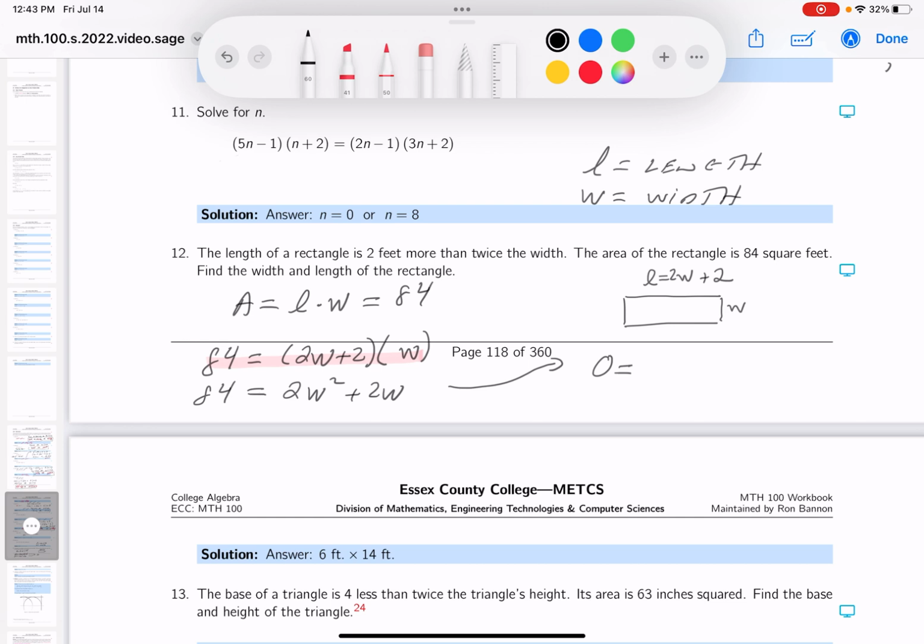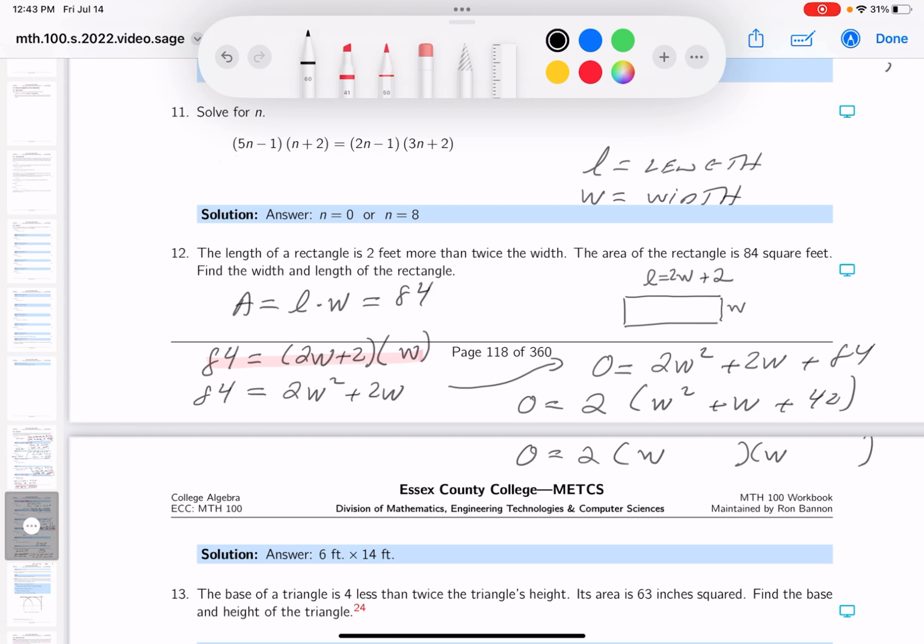I'm going to subtract 84 from both sides. 0 equals 2W squared plus 2W plus 84. I'm going to start to factor it. You get 0 equals 2, W squared plus W plus 42. I'm going to try to factor that. What do you get? 2, I'm going to say W and W, and this becomes trouble for me.